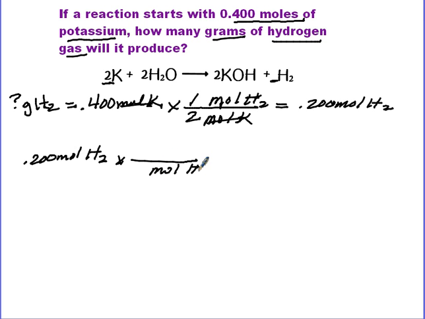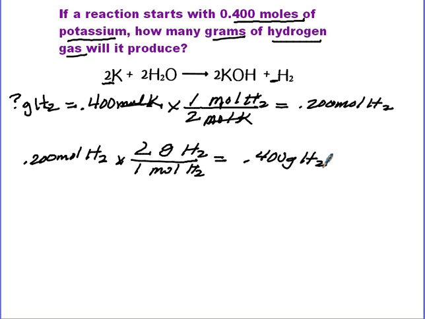So moles of hydrogen will go on the bottom, so I can cancel it out. And on the top, what I want is grams of hydrogen. Here I'm going to use 1 mole of hydrogen. Not because it's 1 mole up here, but because 1 mole of hydrogen is equal to 2 grams of hydrogen. Now if I multiply that, I find out that this will make 4 grams of hydrogen gas.